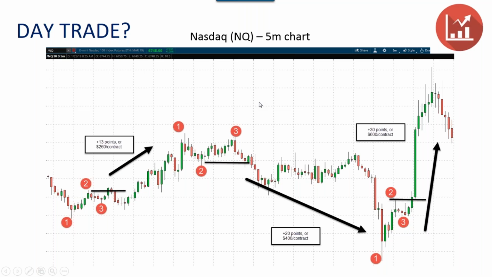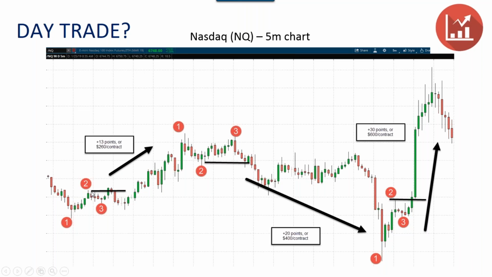Obviously we would want to be careful around election night and news events, things like that, Fed announcements or other news, but being able to trade multiple lots with the micros is really nice.